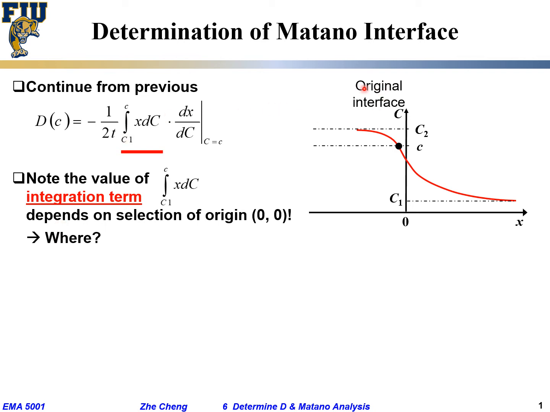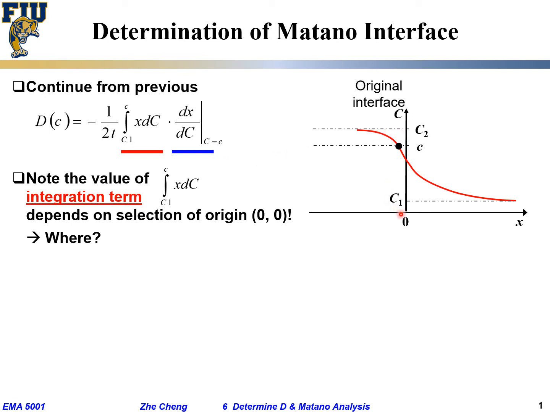Where should we place the y or vertical axis? Where should I choose as my location 0? Okay. To solve that, people are very smart. Now people start to think of this term. What is this term? dx over dc. First, let me ask you, what is dc over dx?